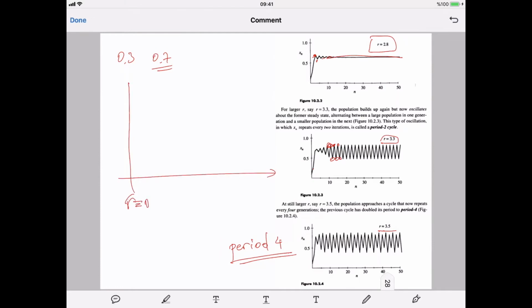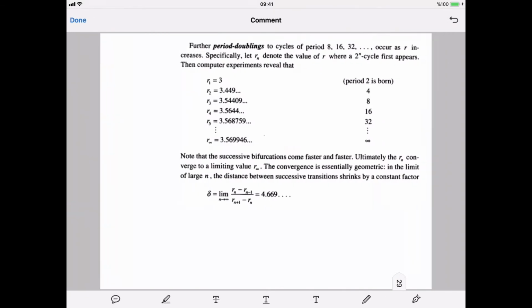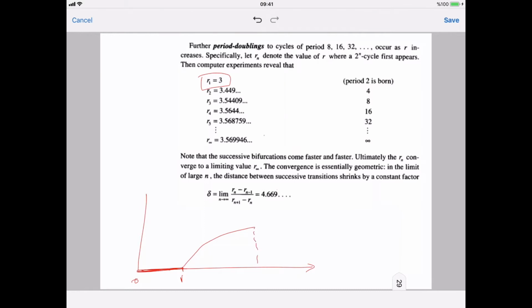So let's see what's happening here. Remember the period doublings. So we had started from 0 until reaching 1. We had this. Then at 3, we hit the first period doubling, right? Then we had this one. Then we had this one, etc.